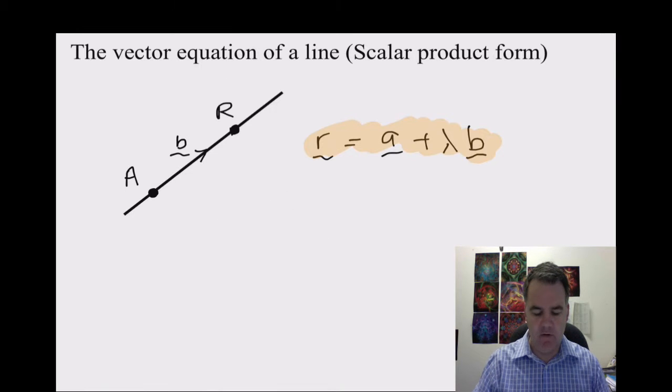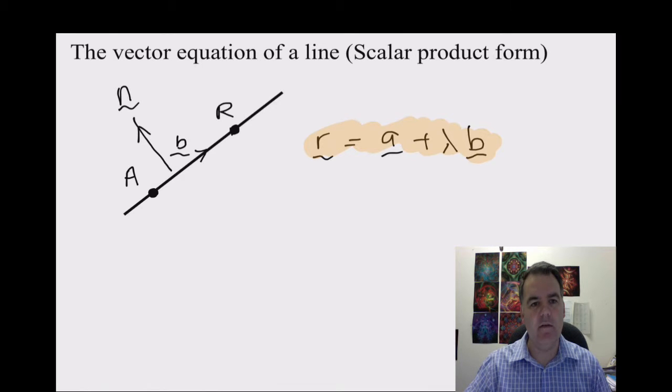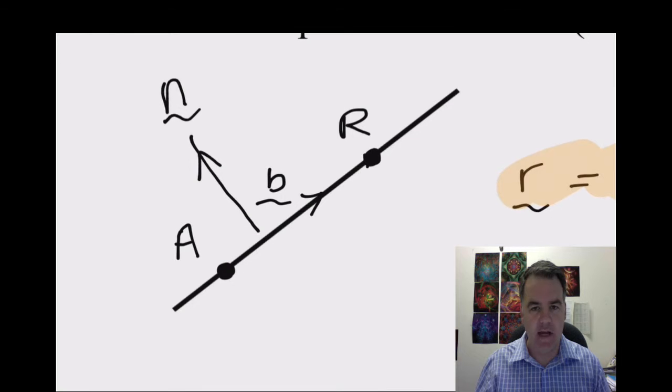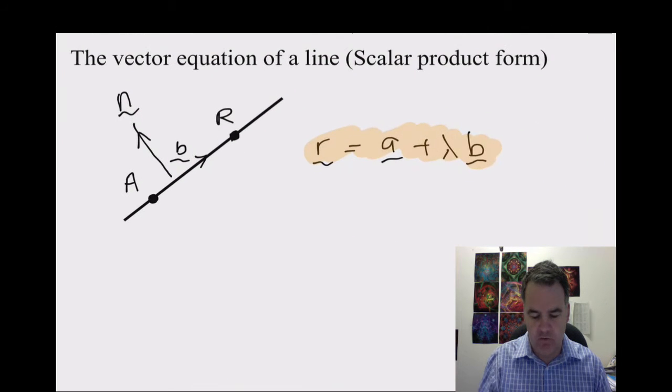So let me get rid of those. The letter that we normally use for this vector here is n, the normal to the line. Okay, so that's what that n is. It means normal, and it means a vector that's going perpendicular to the line. Okay, so a is a specific point on the line here, and r is a general point on the line, so any point x, y, and b is the vector in the direction of the line.